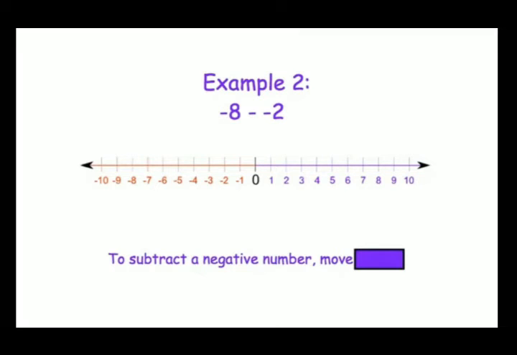Minus 8 minus minus 2. Two negative numbers you have to subtract. First draw the number line. Afterwards we will move from 0 to minus 8. After that, to subtract a negative integer we have to move on the right side. What do we have to subtract? Minus 2. So 2 steps we will come in reverse. So where are we reaching? We are reaching at minus 6. So the answer will be minus 6.